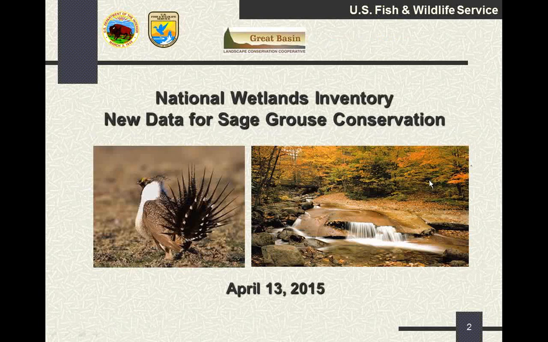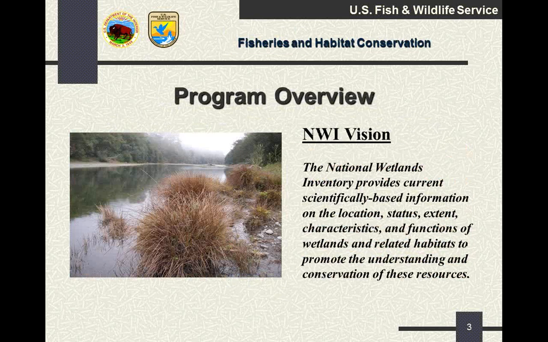Basically the title of our talk today is National Wetlands Inventory, New Data for Sage-Grouse Conservation. I thought I'd start off with an overview of the National Wetland Inventory program. I don't know how many people are really familiar with NWI in Nevada. Probably a lot of people haven't really used a lot of our data here because it's very old, and I'm going to talk a little bit about that in a little while.